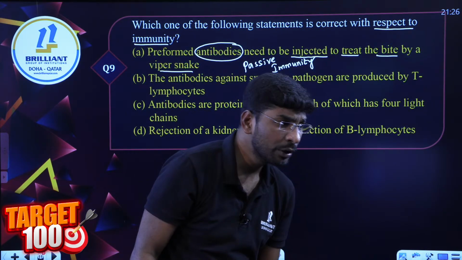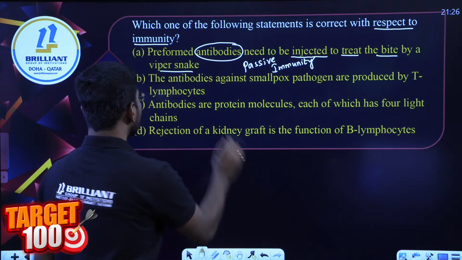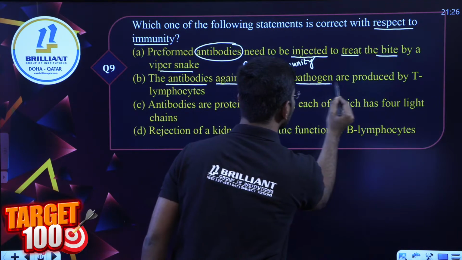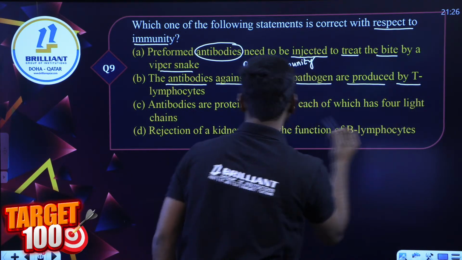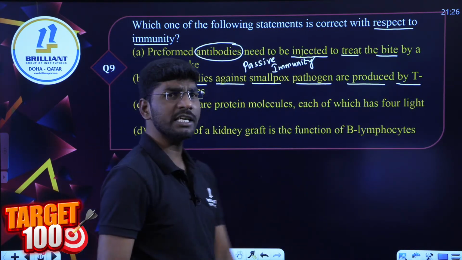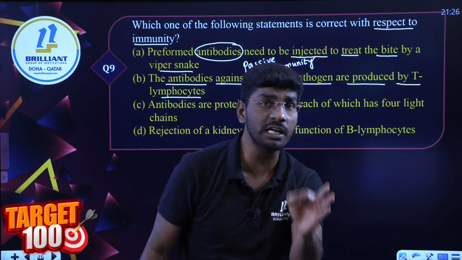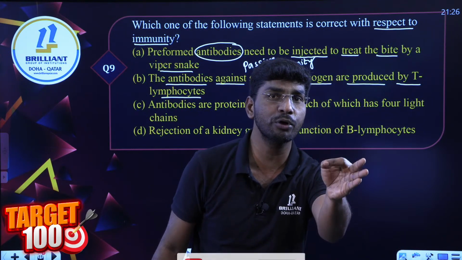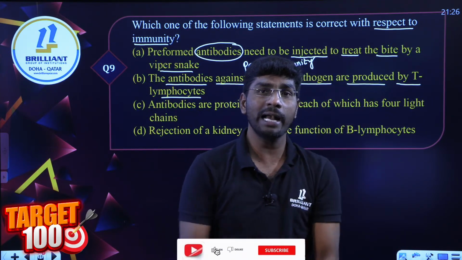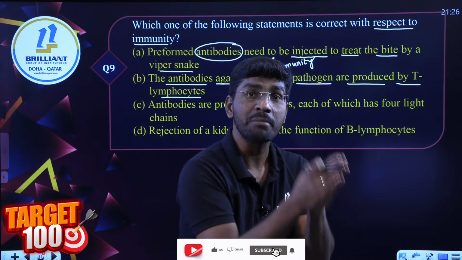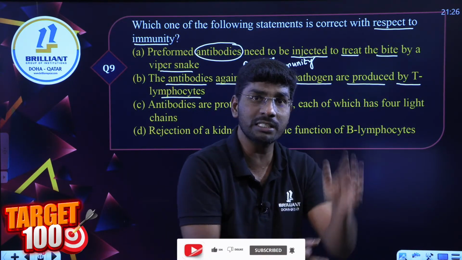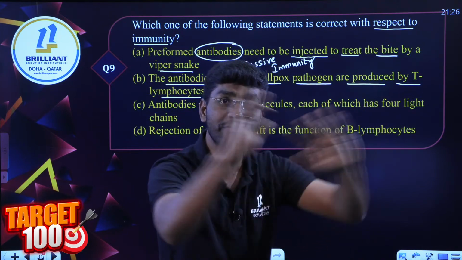Anyone of you? B, C, D, any wrong is there? Look here. The antibodies against smallpox pathogen are produced by T lymphocytes. My dear students, I told you T lymphocytes don't have the capacity to produce antibodies. Antibodies exclusively come from where? B lymphocyte cells. The protein molecules of antibodies come from B lymphocytes, not from T lymphocytes.